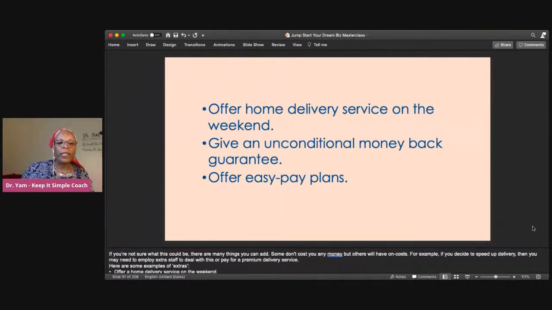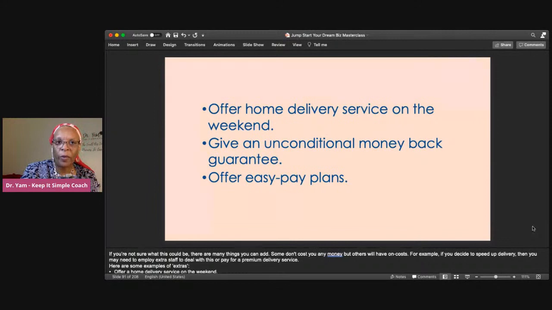If you're not sure what that could be, there are many things you could add that don't have to cost you any money either. It may just cost you a little bit of time. It can be a little thoughtful thing, something simple and special. Maybe it's speeding up delivery. It could be unconditional money back guarantees. It could be payment plans. Those are simple things that didn't cost you anything out of your pocket. It's just a matter of being that additional value add that you want to give your customers.